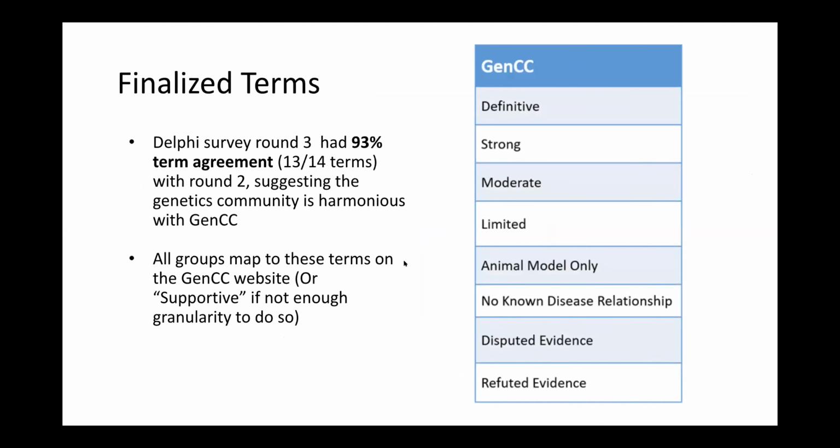So after these rounds of Delphi surveys, here are the finalized terms that we actually use on the website: definitive, strong, moderate, limited, animal model only, no known disease relationship, disputed evidence, and refuted evidence. We were happy to see that round 3, which was surveying the community, had 93% term agreement, so 13 out of 14 of the terms, with round 2, which was just surveying the extended GenCC membership, really suggesting that the genetics community is harmonious with the GenCC. So as I mentioned, all groups mapped these terms on the GenCC website or supportive in the case of OMIM or Orphanet, although none of those are live yet, if not enough granularity to do so.